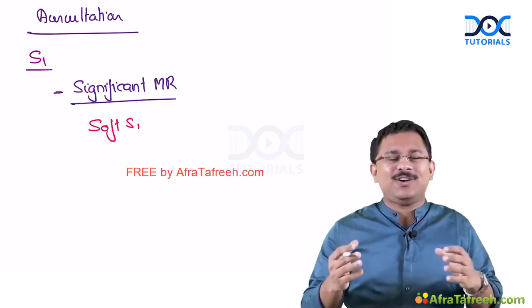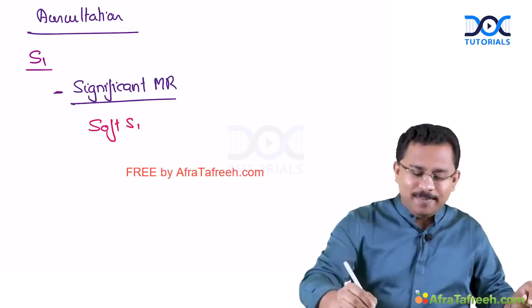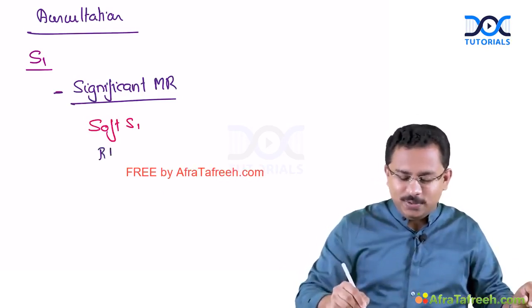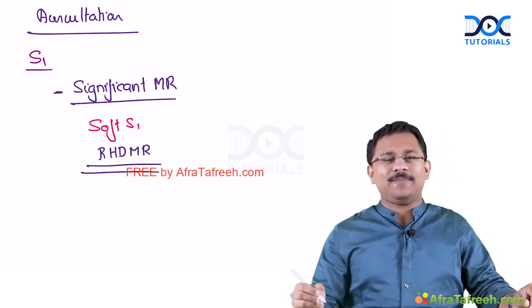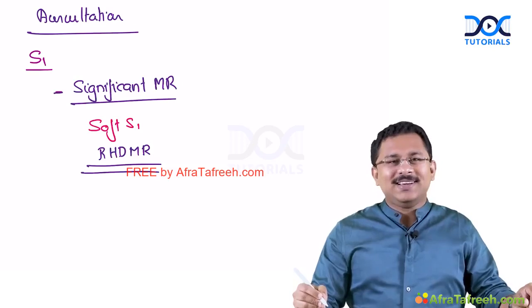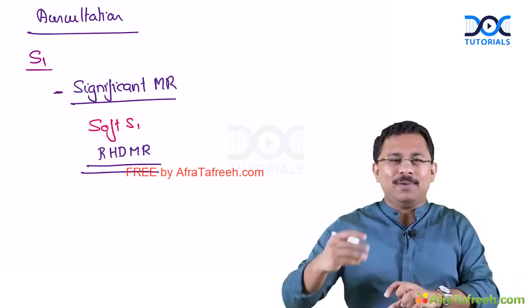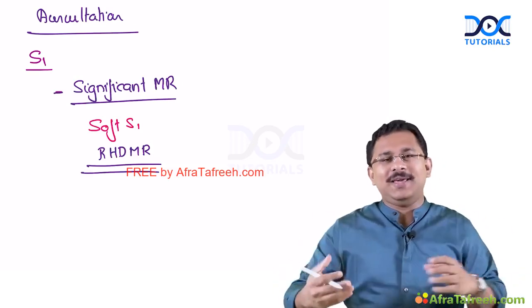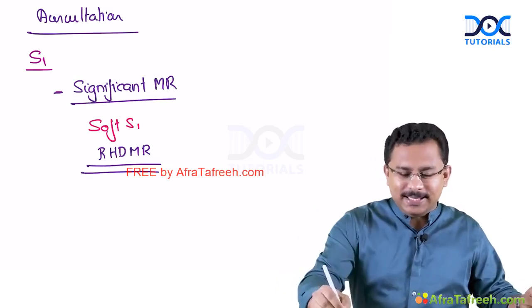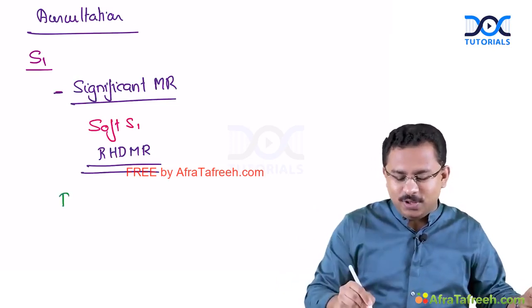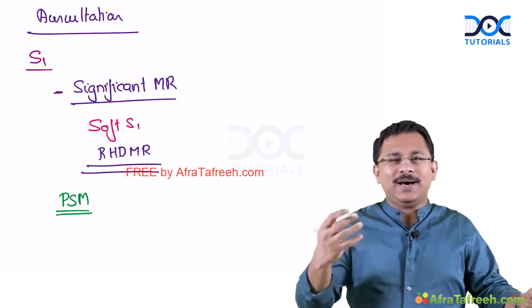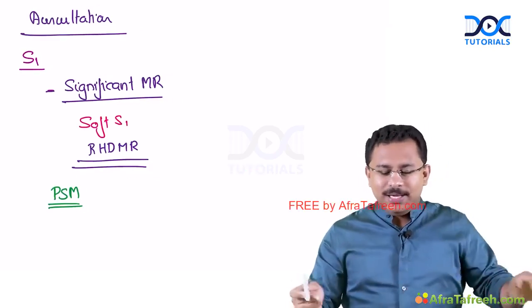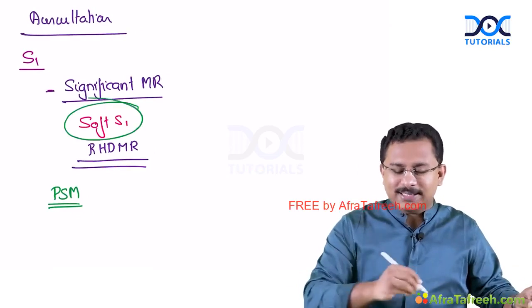This is especially true if there is a RHD-MR, you are going to have a soft S1. And many a times, the S1 will be buried in the murmur of the mitral regurgitation. We will learn in due course that it is going to be a pansystolic murmur. So the S1 will be buried in the pansystolic murmur.